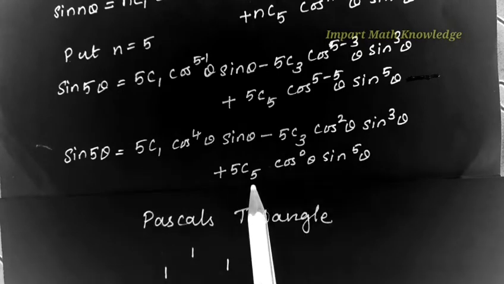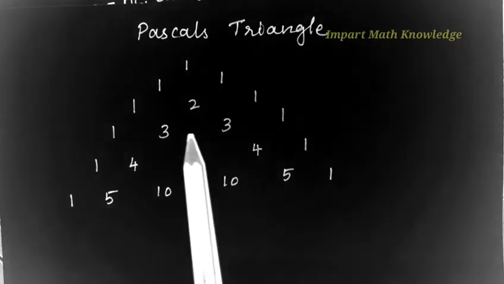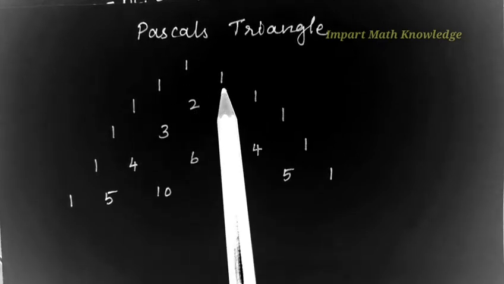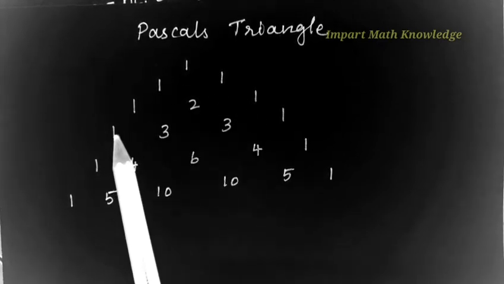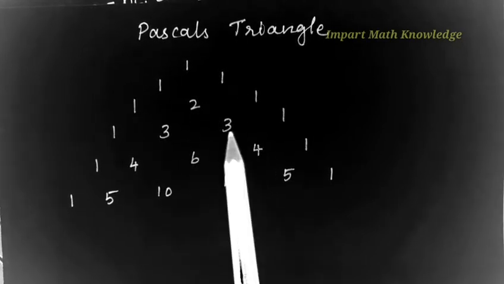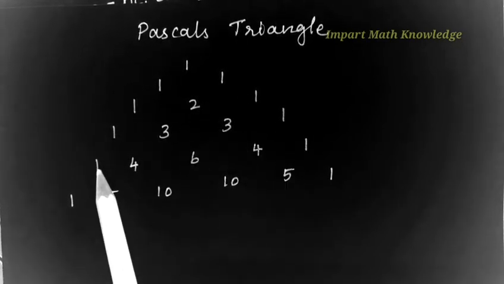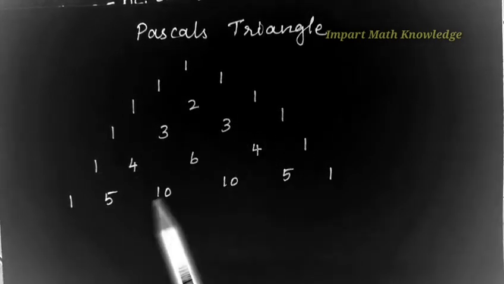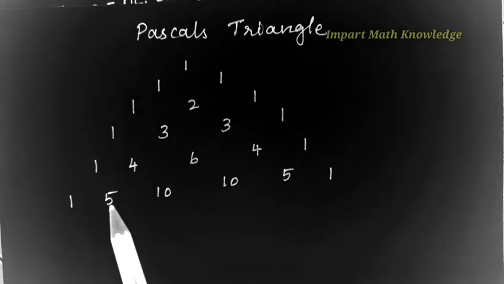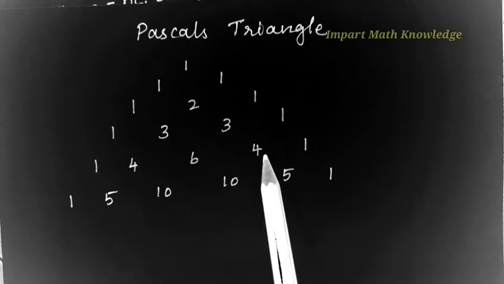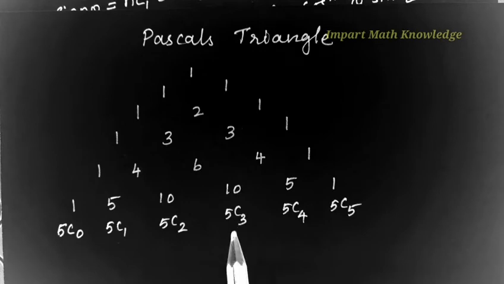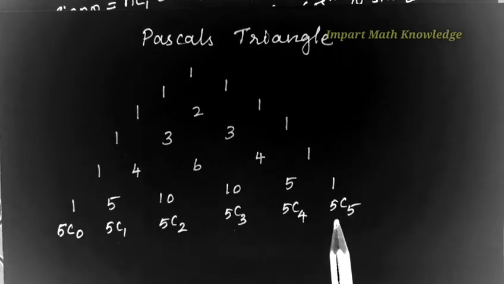5C1, 5C3 and 5C5 values are taken from Pascal's triangle. Here n value is 5, so we write 5 rows. 1; 1, 1; then 1, 1 plus 1 is 2, 1; then 1, 1 plus 2 is 3, 2 plus 1 is 3, 1; then 1, 1 plus 3 is 4, 3 plus 3 is 6, 3 plus 1 is 4, 1; then 1, 4 plus 1 is 5, 6 plus 4 is 10, 6 plus 4 is 10, 4 plus 1 is 5, 1. We want 5C1, 5C3 and 5C5 values.